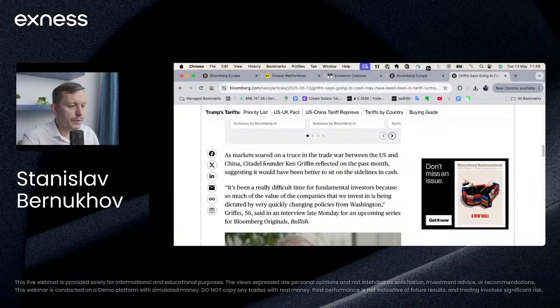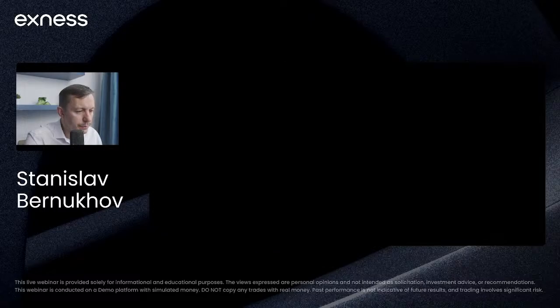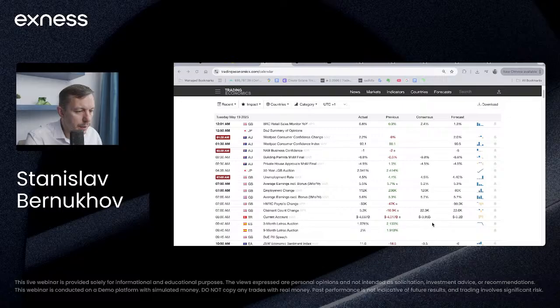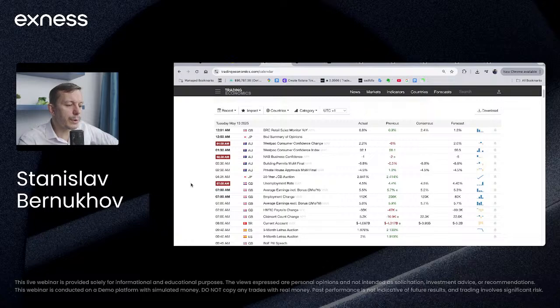And without further ado, let's go straight to preparation. Let's go to the economic calendar and try to prepare for this week. Sorry, one second, I will adjust my screen. All right, I think now it's better. Now you see my economic calendar. Very quickly, let's go through it and see what's going to pop up this week.